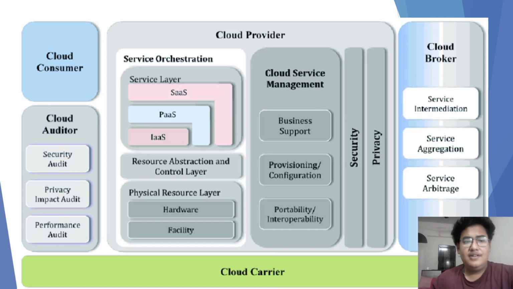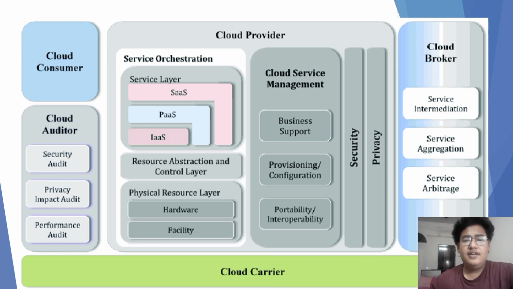Alright, let's get started by viewing the NIST model first. It has several components which work together. The first one is cloud consumer, cloud auditor, cloud provider, which consists of service orchestration, resource abstraction and control layer, physical resource layer, cloud service management, security, privacy, and cloud broker.